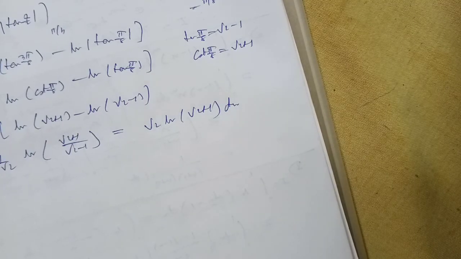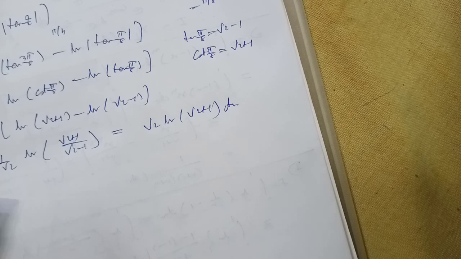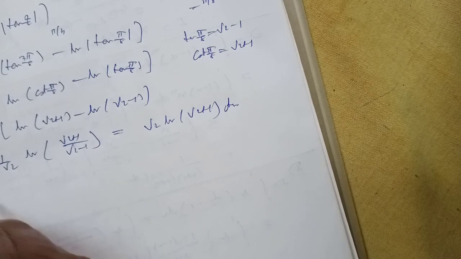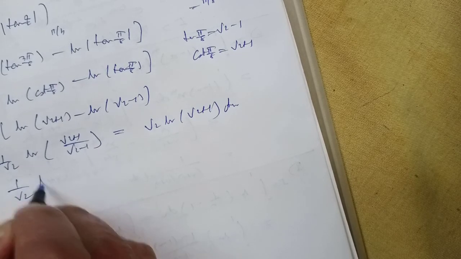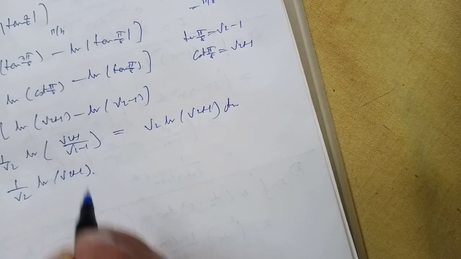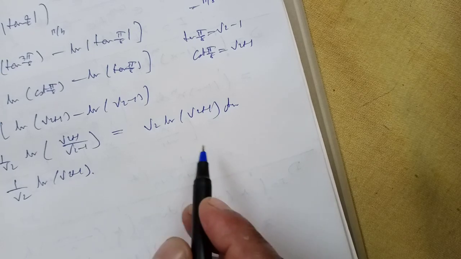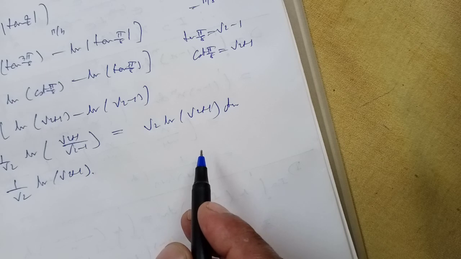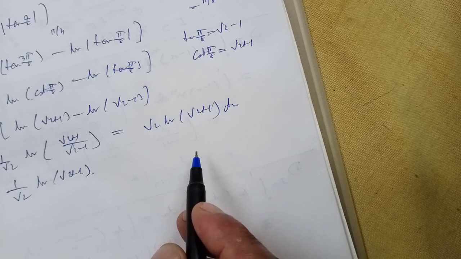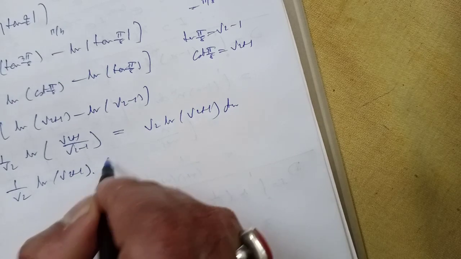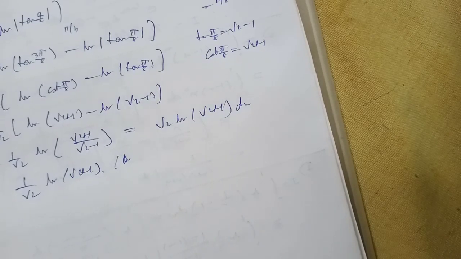2I equals this. Therefore, I will be 1 by root 2 ln of root 2 plus 1. This will be your answer.